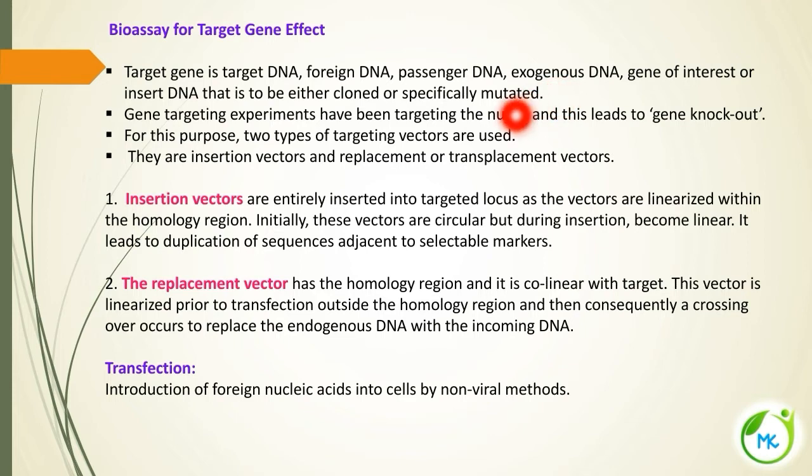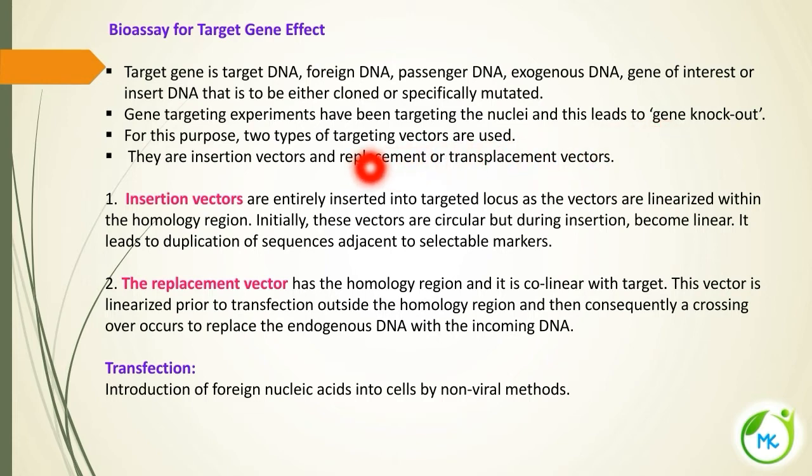Or the gene of interest or insert DNA that is to be either cloned or specifically mutated is called the target gene. So we are going to study what is the effect that the target gene has in the inserted organism. So that is called the bioassay for target gene effect. So the gene targeting experiments have been targeting the nuclei and this leads to gene knockout. Gene knockout is nothing but the organism's gene is made inoperative. That is, the gene will lose its function. It is called gene knockout.